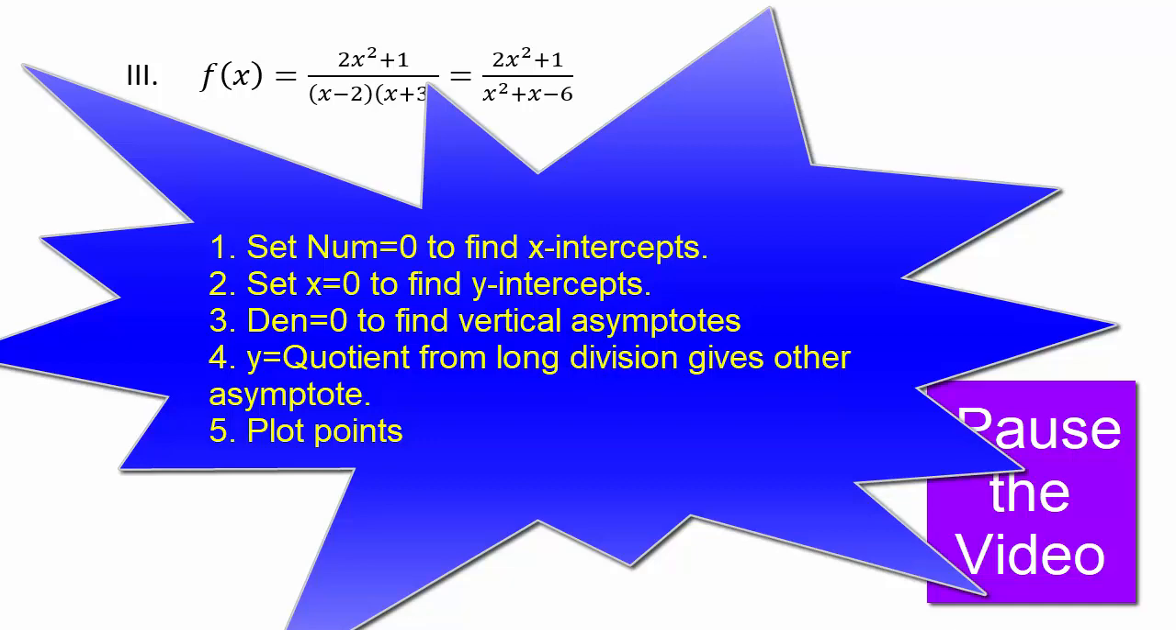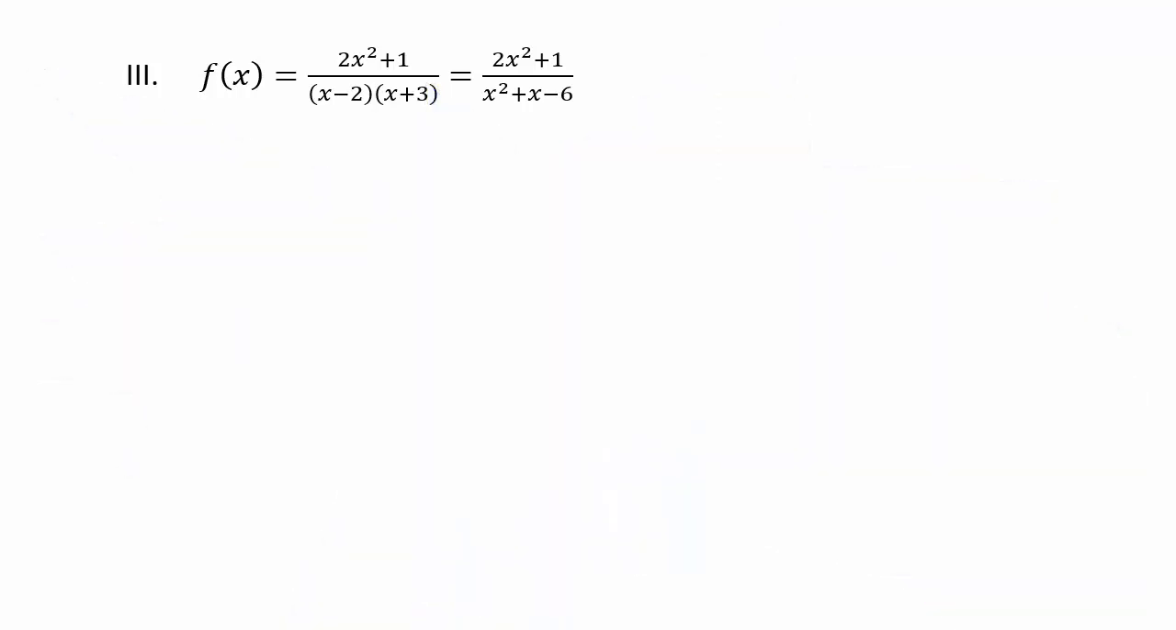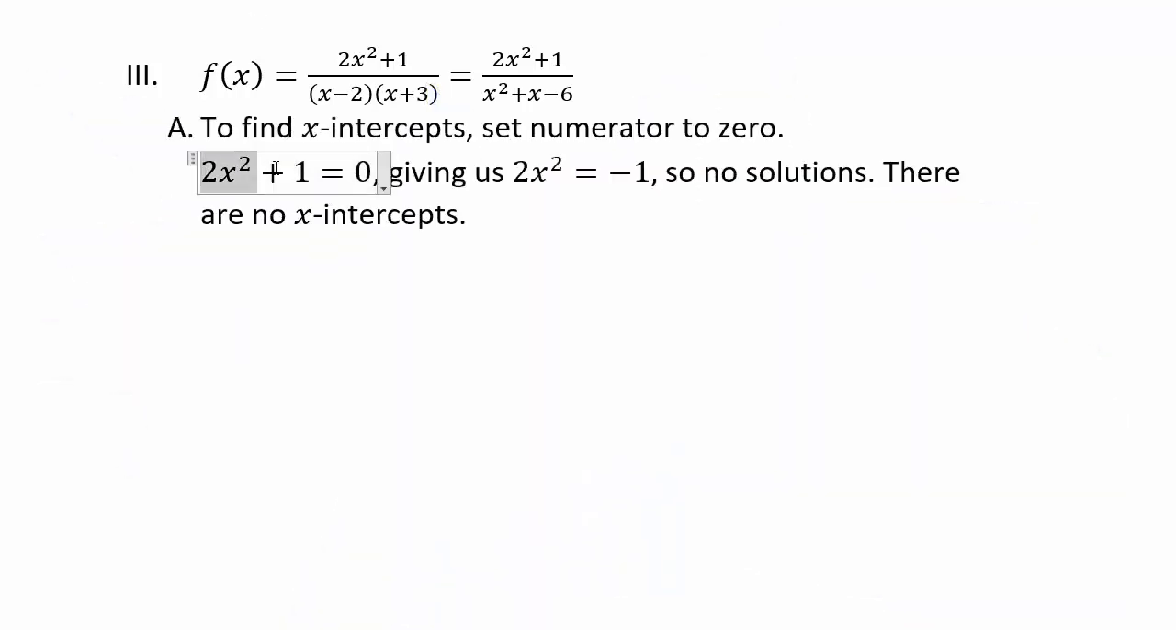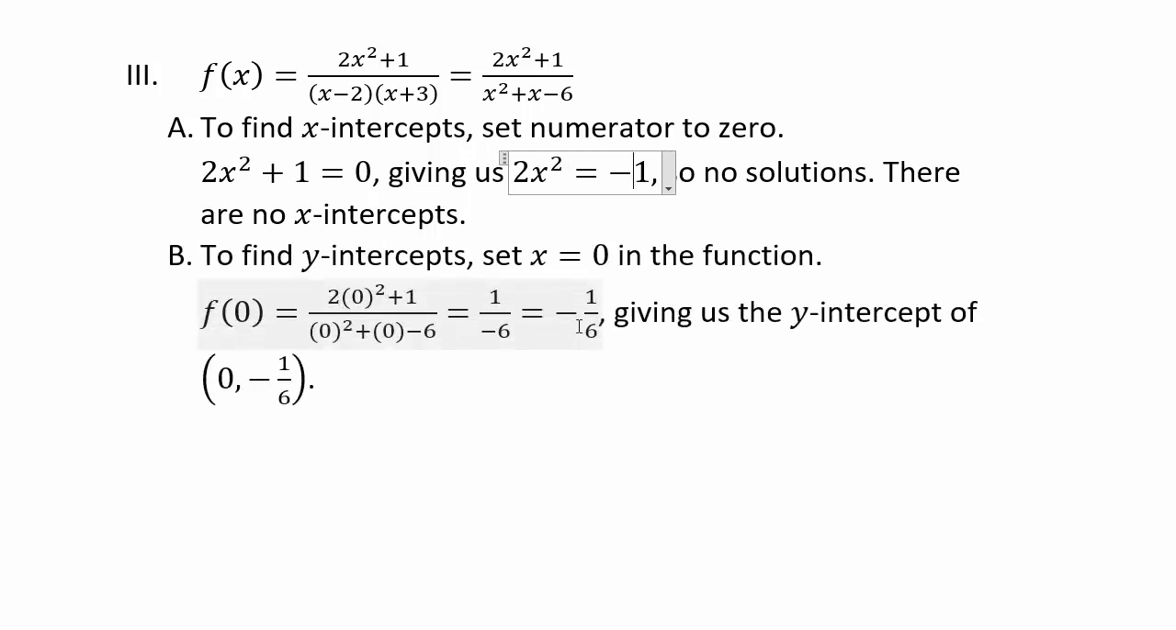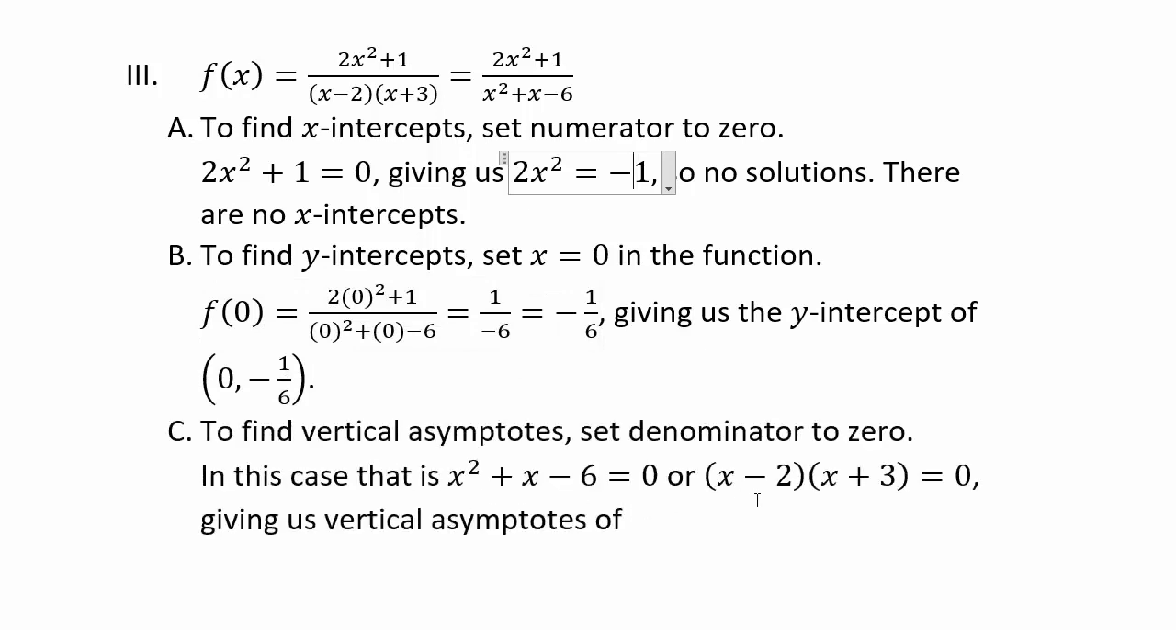All right, assuming you've come back from pausing the video, our numerator is 2x squared plus 1 equals 0. Setting it to 0 gives us 2x squared equals negative 1. X squared is always positive, so there are no solutions, which means we have no x-intercepts. Setting x to 0 gives us negative 1/6, so (0, -1/6) is our y-intercept. Setting the denominator to 0 gives us x equals 2 and x equals negative 3 as our vertical asymptotes.